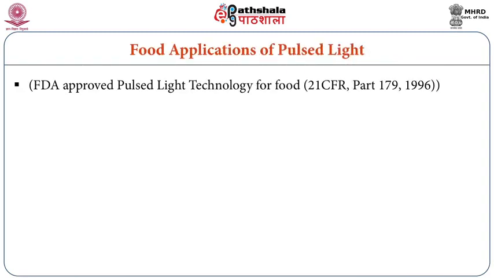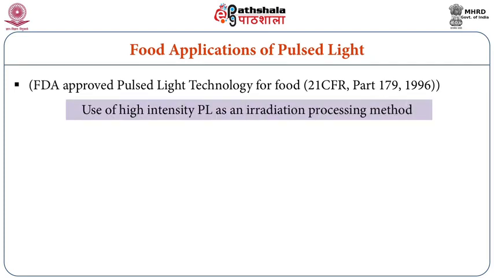For food application, the FDA, Food and Drug Administration of the US, gave certain guidelines in 1996 on the use of high intensity pulsed light as an irradiation processing method. That means when you use high intensity light, it comes under the category of irradiation. So when you have an irradiated food, we all have some different doubts about irradiated food.